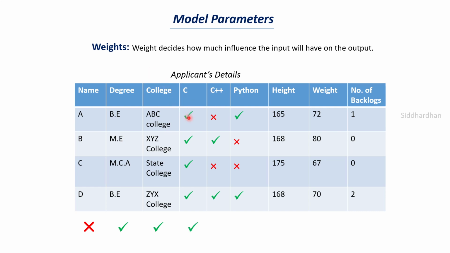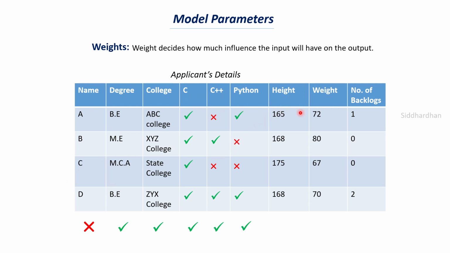So let's say that this green tick represents that the person knows C programming, and the X mark represents that the person does not know that particular programming language. In this case, all four people know C programming, and two people don't know C++, and so on. So X represents a person who does not know that particular language. These three columns are important for our prediction to determine whether the person will get a job or not.